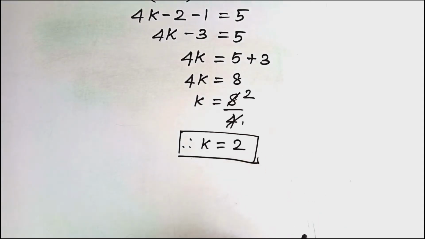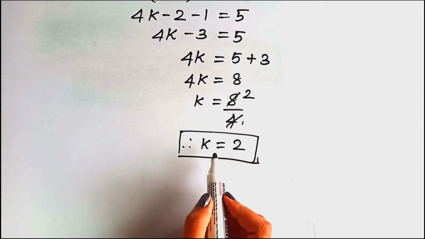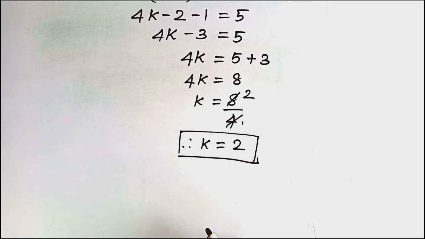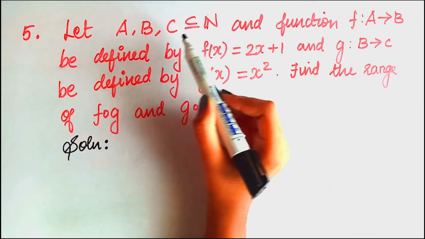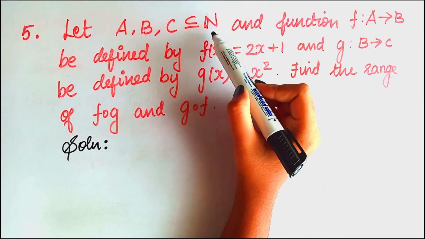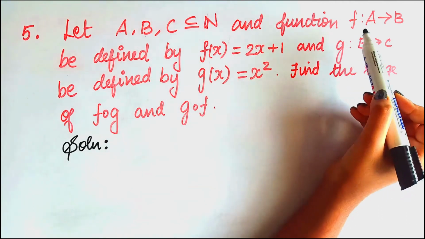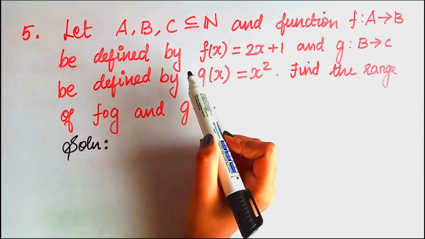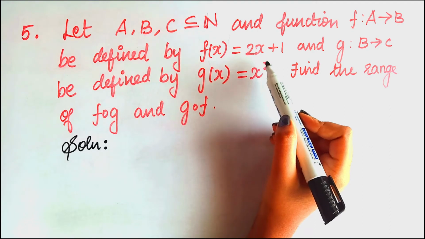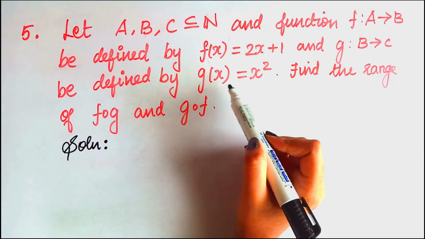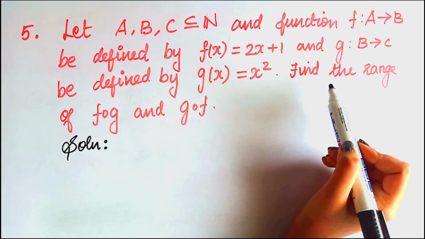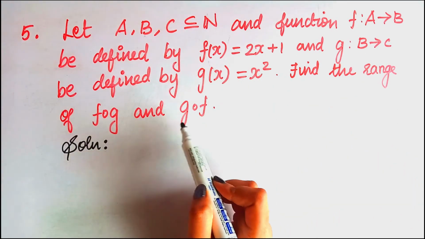Okay, so therefore we have found the value of K here. So let's get into our fifth sum. Fifth sum: let A, B and C belong to the natural numbers, and let the function f from A to B be defined by f of x is equal to 2x plus 1, and g from B to C be defined by g of x is equal to x square. Find the range of f dot g and g dot f.